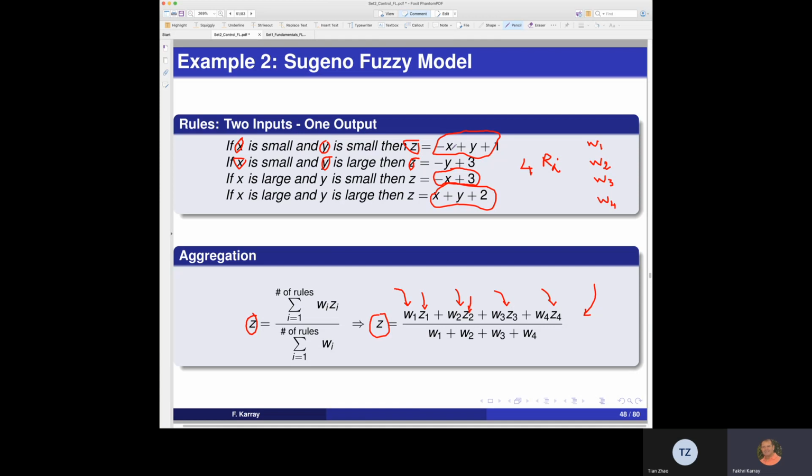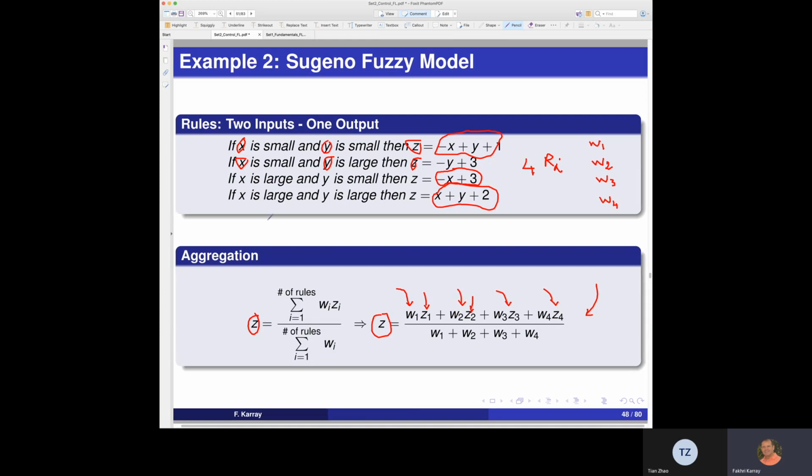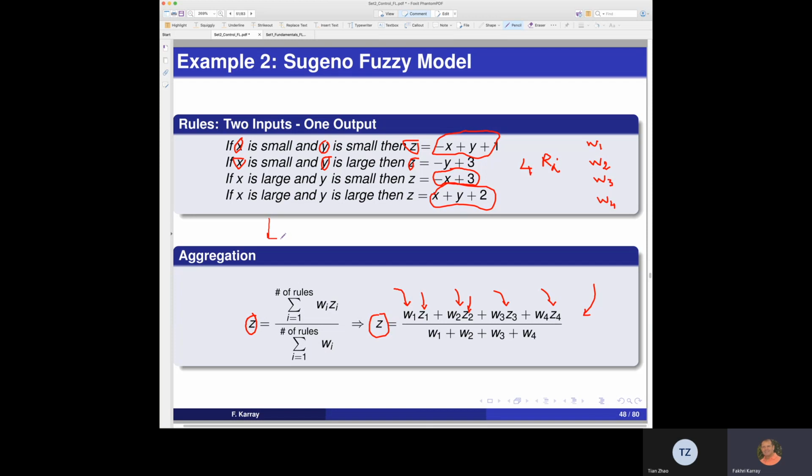If x is small and y is small, then z is minus x plus y plus 1. If x is small and y is large, then z is equal to minus y plus 3. So here, let me show you one particular rule, and then you can extrapolate for all of them. Here we have two antecedents. So let's take rule 2. We have x there and y there, and then the consequent, which is z, is equal to minus y plus 3. That's the second rule. So rule 2 here.